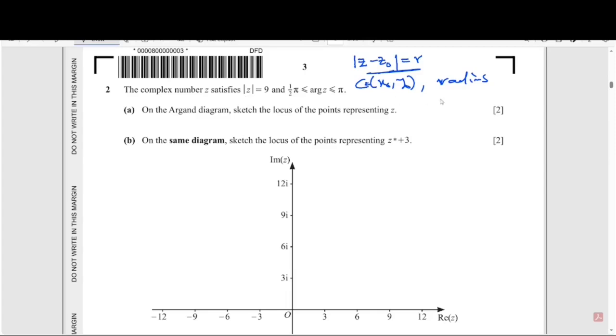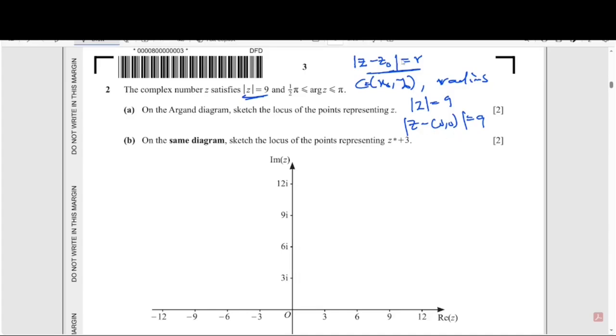It means that from this we have modulus of z equal to 9, which can be written as modulus of z minus 0, 0, which is the center, equal to 9. It means that the equation given here is the circumference of a circle centered at the origin, or 0, 0, whose radius is 9, and we're going to draw that.